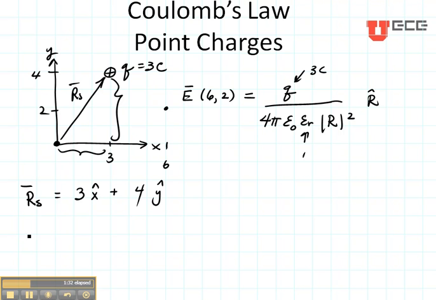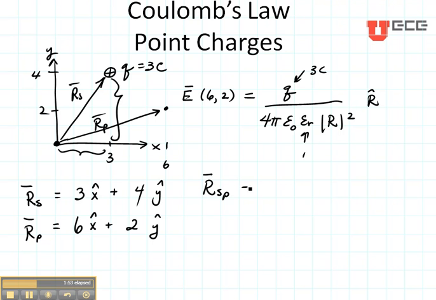The next thing that we do is we draw RP. RP goes from the origin to the point where we want to find the electric field. RP is equal to 6 units in the x direction plus 2 units in the y direction. Now we need to find R, or RSP. RSP is going to be RP minus RS, and so let's just do that. RP minus RS is going to give us 3 units in the x direction minus 2 units in the y direction.